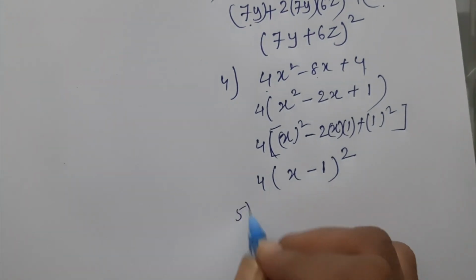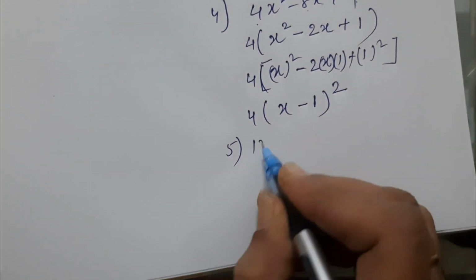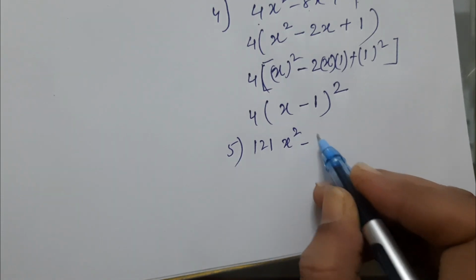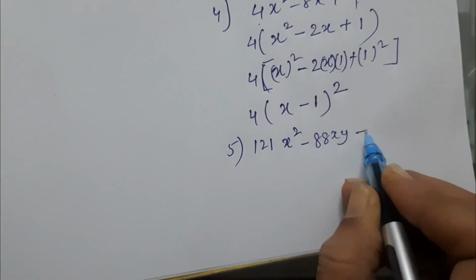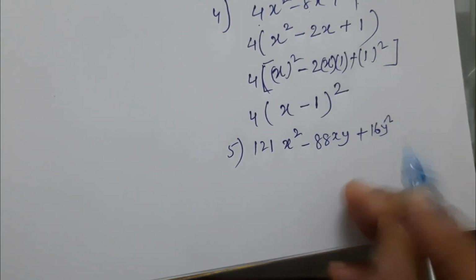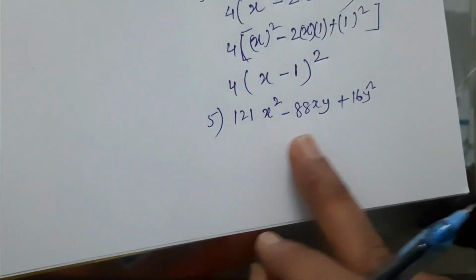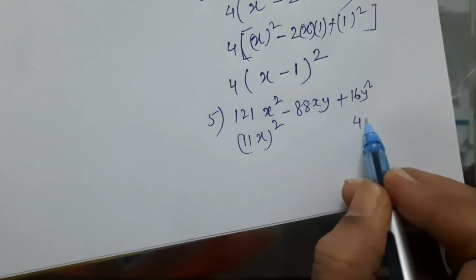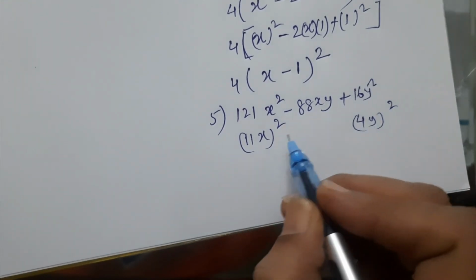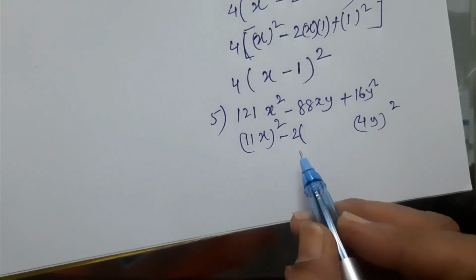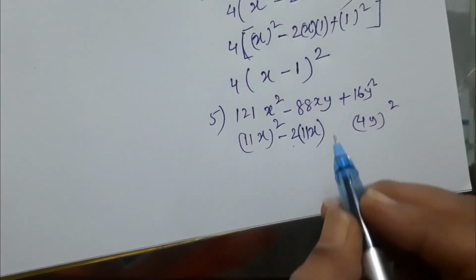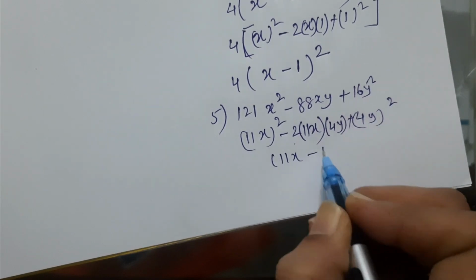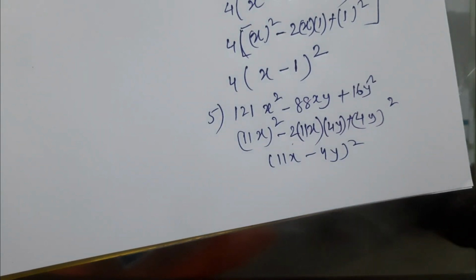Now let's start with one more question. 121x square minus 88xy plus 16y square. Again we check whether the first term and last term are in square form or not. Here this is the square of 11x, and 16y square is the square of 4y. Now we use them with 2AB, 2 times the first term A and the second term B. So the final answer is (A minus B) whole square.